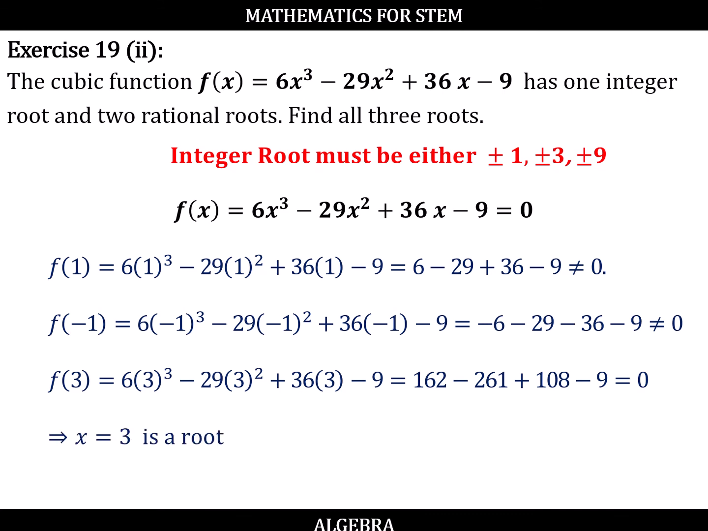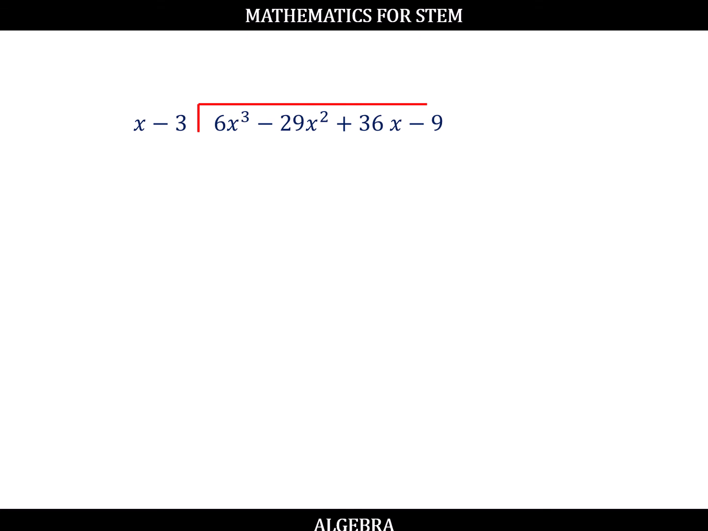Now if x equals 3 is a root, then x minus 3 is a factor. Because it's a factor, that means we can divide the original cubic by the linear, by the x minus 3, and the remainder is going to be 0. When you divide a cubic by a linear, you're going to get a quadratic, but the remainder must be 0. So we're going to use long division. We're going to divide 6x cubed minus 29x squared plus 36x minus 9 by x minus 3.